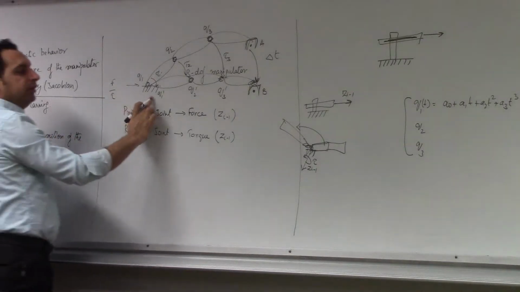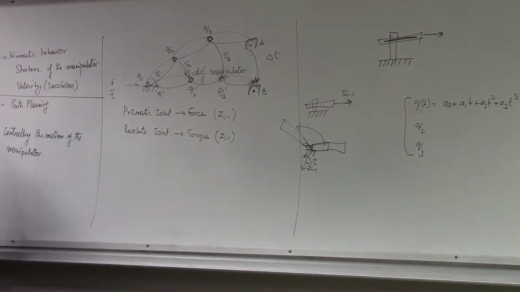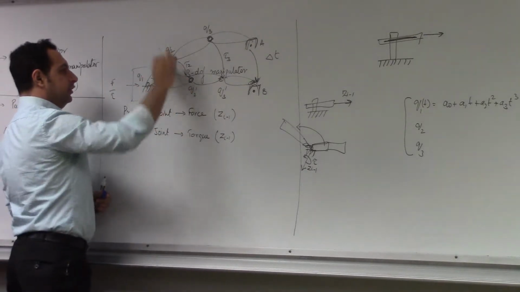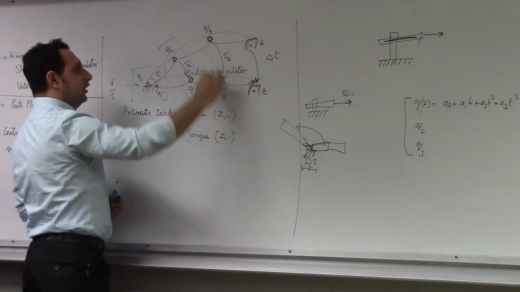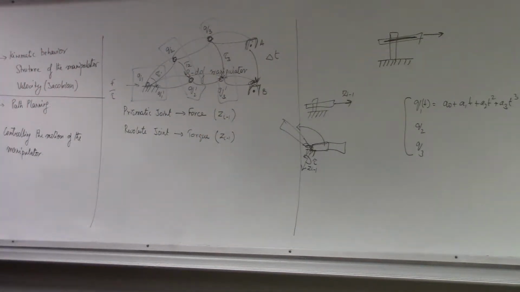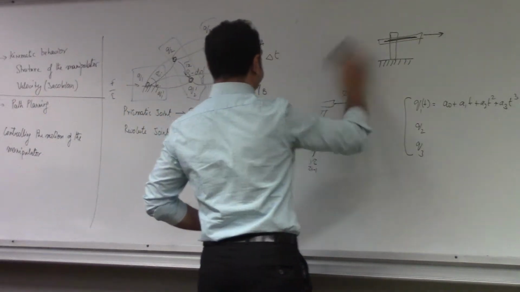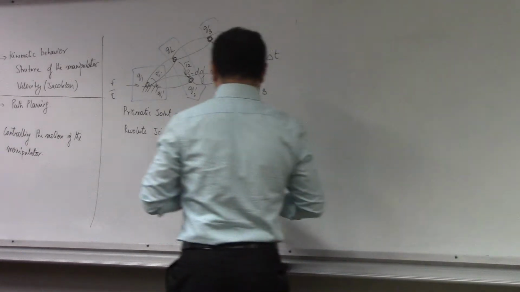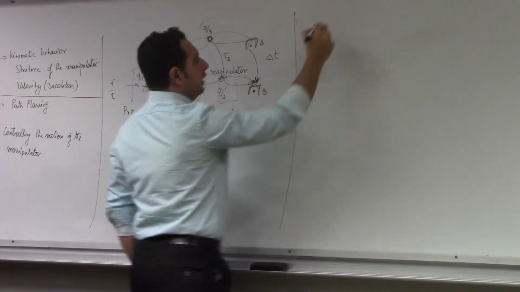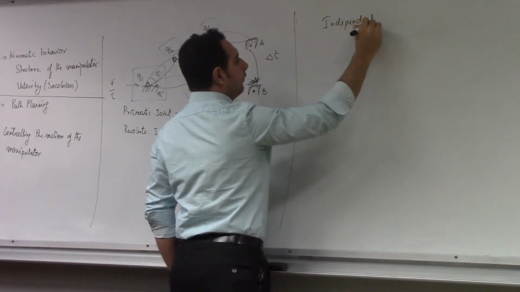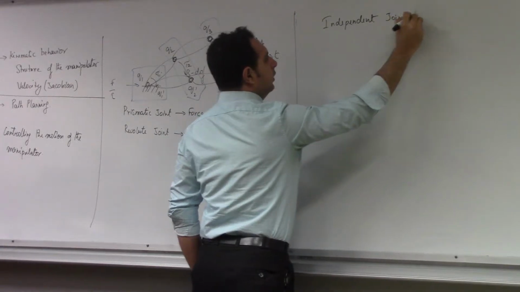So in this case, when you control each of the joints separately like this, this type of architecture is called an independent joint strategy. Okay, so we call this independent joint control.